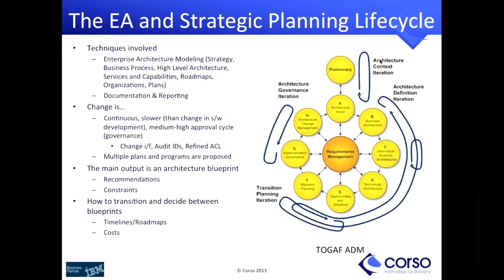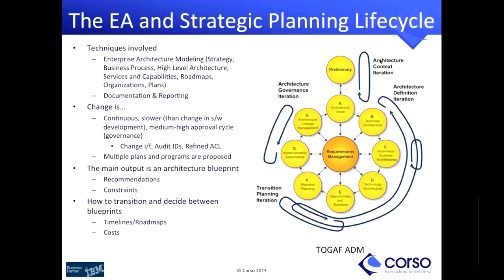Okay, so let's have a little look at the strategic planning lifecycle and enterprise architecture. The graphic that you're looking at on the right-hand side here is the TOGAF ADM. This is the lifecycle or the process behind the Open Group Architecture Framework, TOGAF. And you'll see that this is a wheel. As you move around the wheel, we've got architecture vision, business architecture, specifying the IS architecture, technology architecture, and we can then look for opportunities and solutions.